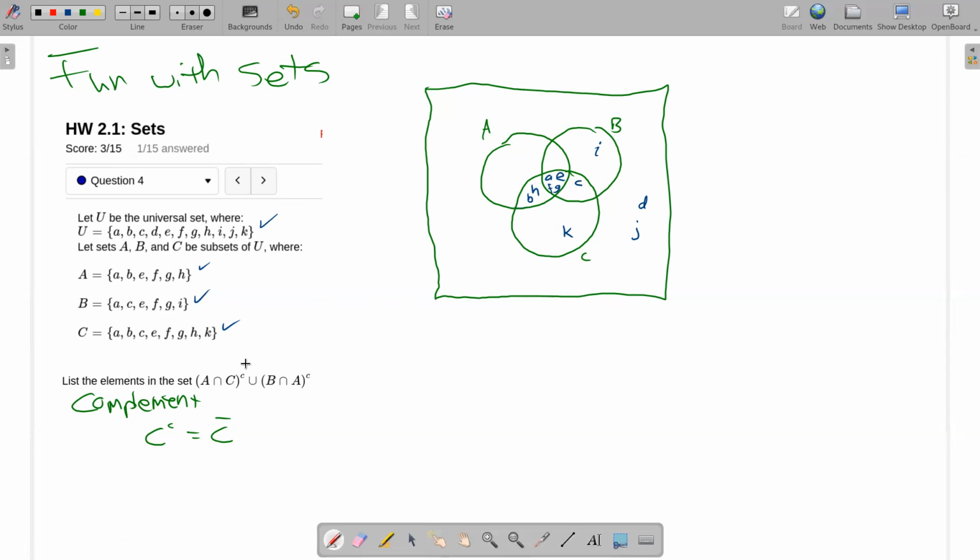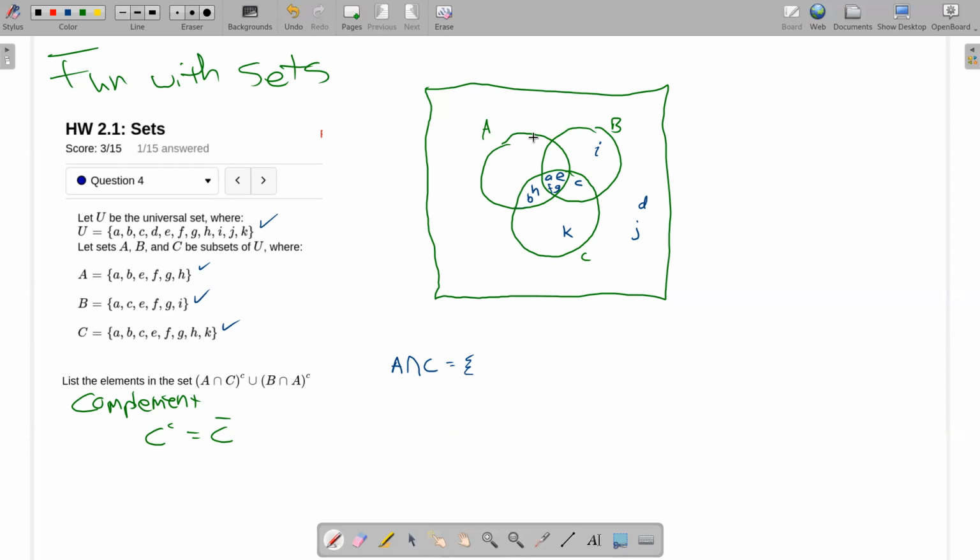Next, we want to play around with this right here. The way I would do this is just piece it together. This says to find A intersects C and then get everything outside of that, the complement. So this just requires keeping track. What's in A intersects C?